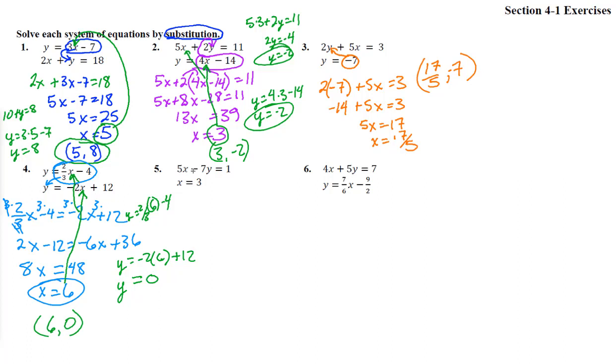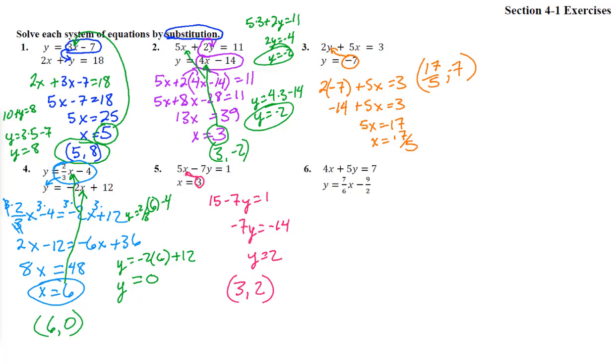All right, number 5. 5x minus 7y equals 1, x equals 3. We're solved for x right down here, so we can take that 3 and stick it right up there. 5 times 3 is 15, minus 7y equals 1. Subtract 15 from both sides. We get negative 7y equals negative 14. Negative 14 divided by negative 7, we get y equals 2. So we have x is 3, y is 2, and that point works on both of those lines.